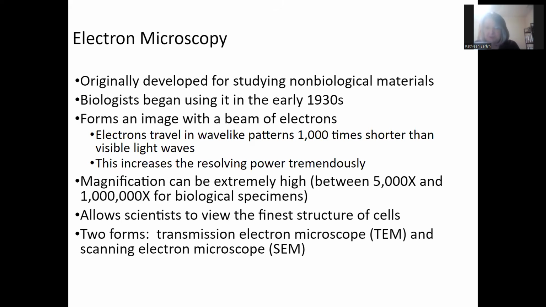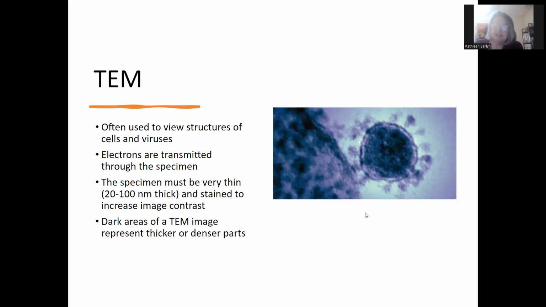So the science sometimes, things work and we know them and we understand them, but we don't fully. We gain deeper appreciation when we have better and better technologies in order to understand things. So electron microscopy allows for extremely high magnification, between 5,000 and 1,000,000 times magnification. You can see the finest structures in cells.